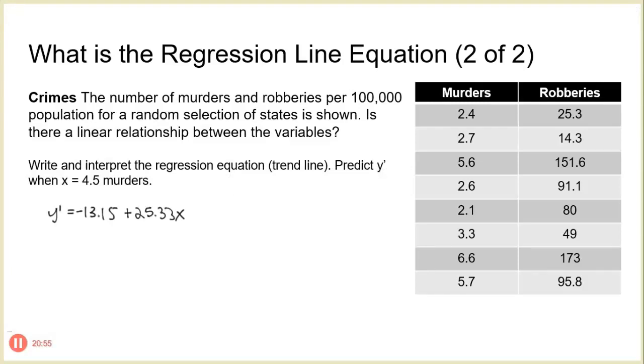So just like before, we talked about what each component meant for the equation. X are the murders, Y are the robberies. So our Y prime is predicting the robberies. Anything that this equation gives us is predicting the number of robberies. And our X represents the number of murders.